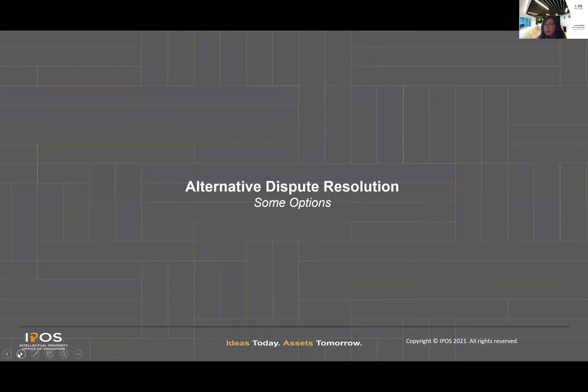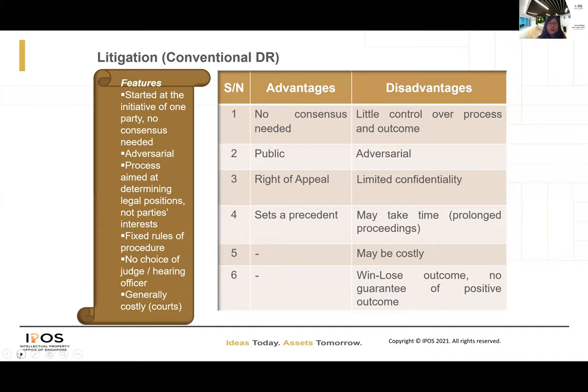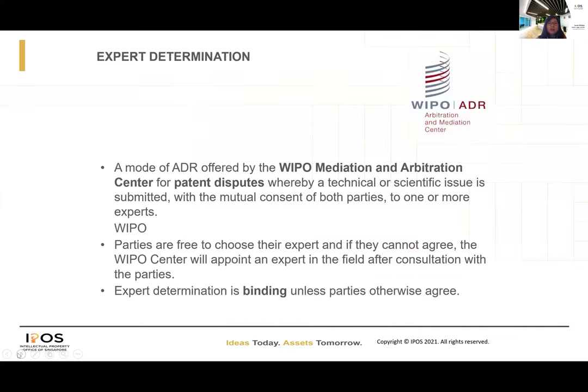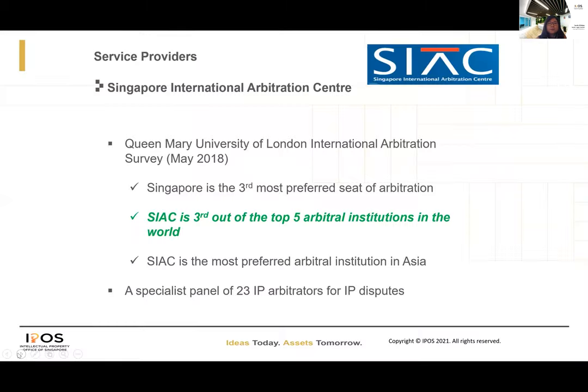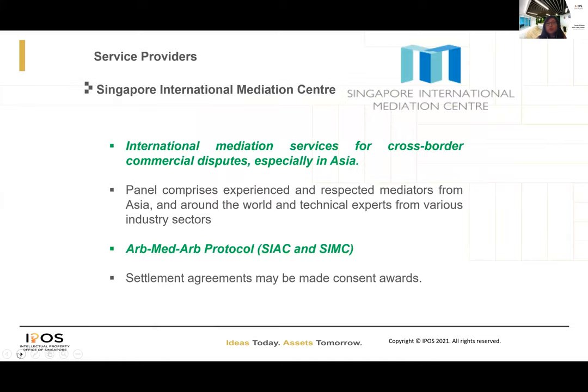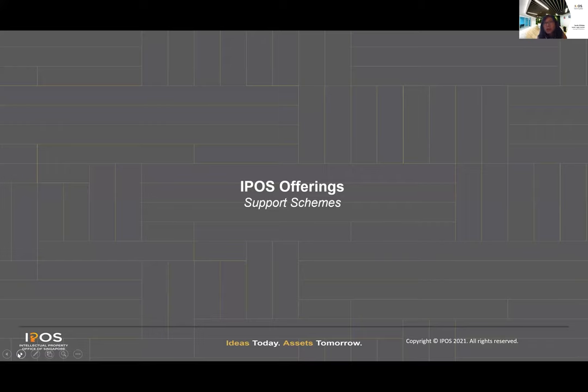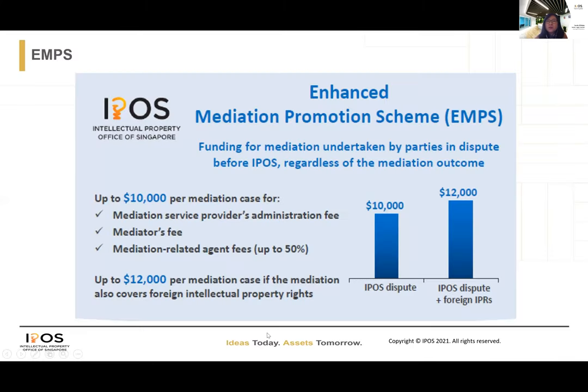Okay, I can see that my time is running short, so I shall run straight into the next option, which is the IPOS support schemes. The rest of the different characteristics of the different modalities like mediation and arbitration, rest assured that our other panelists will be in a better position to explain to you later. So first and foremost, we have the Enhanced Mediation Promotion Scheme.